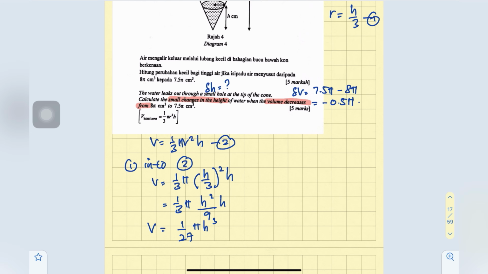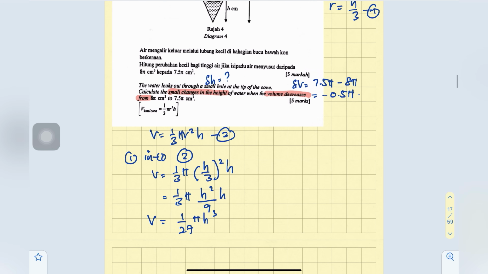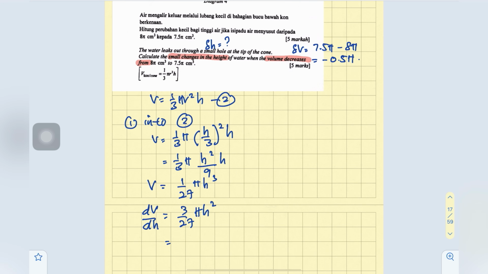Okay, so then bolehlah kita tadi kita dah ada ni. So di delta H, delta V. So kita ada V in terms of H. So mungkin kita boleh differentiate. Okay, V in terms of H differentiate, we will get dV dH. Okay, so dV dH equals to 3 over 27 pi H squared. So simplify lah. So dapat 1 over 9 pi H squared. Okay, so now kita punya problem, kita tak tahu H. Kita tak tahu H.